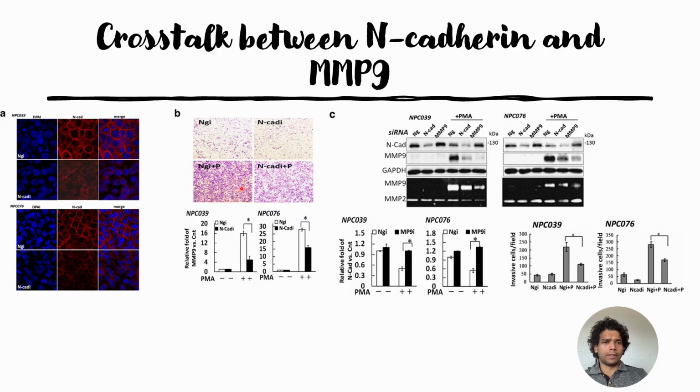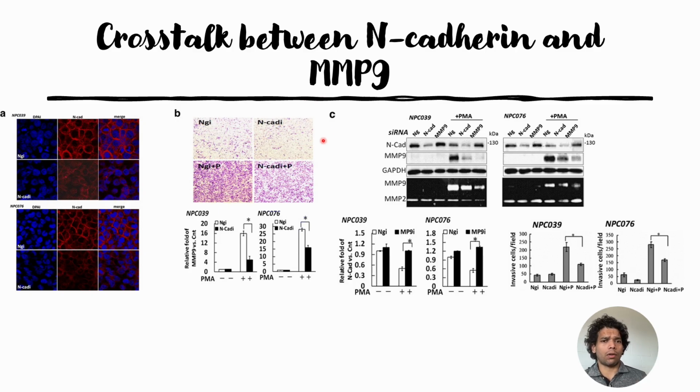And this is true for both the cell lines, and it is quantified on the bottom side of panel B, where we can see that when the control siRNA is used, there is an increase in the cell invasion, or there is no suppression of cell invasion. But when they knock down N-cadherin, they see a reduced cell invasion for both NPC039 and NPC076. So this is about the impact of N-cadherin knockdown on cell invasion.